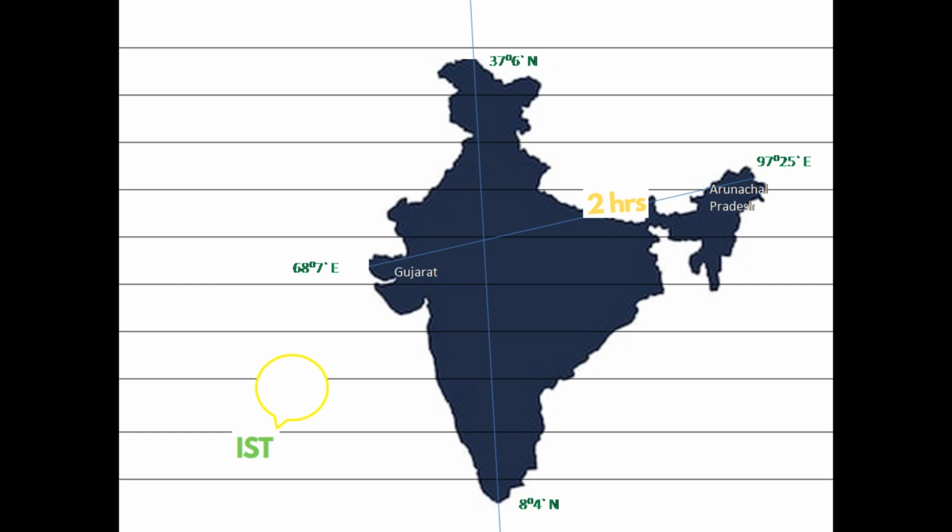We know every 15 degree has a time difference of 1 hour. Here the approximation is 30 degree, therefore the difference is 2 hours. The sun rises 2 hours earlier in Arunachal Pradesh than in Gujarat that lies in the west. For our easy convenience, the Indian Standard Time is taken and we have covered this in the second lesson.